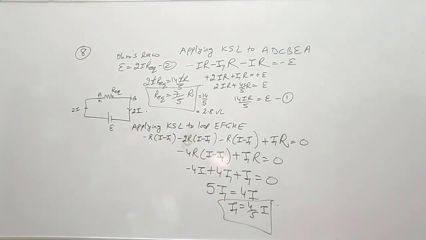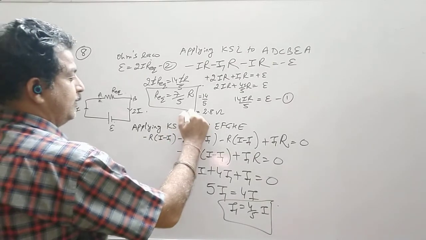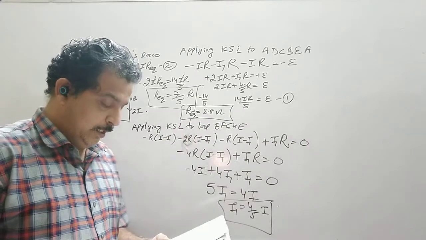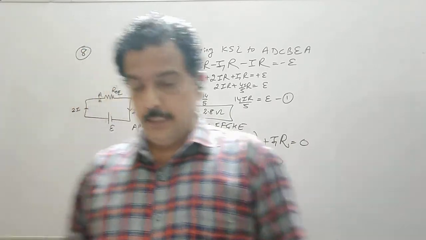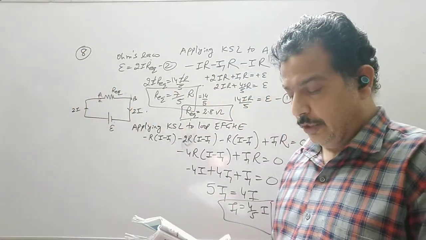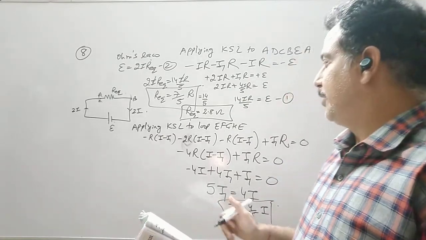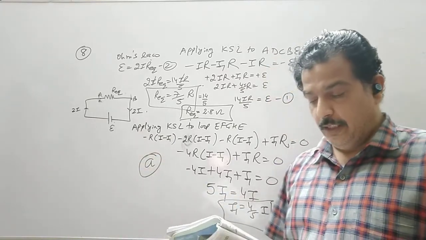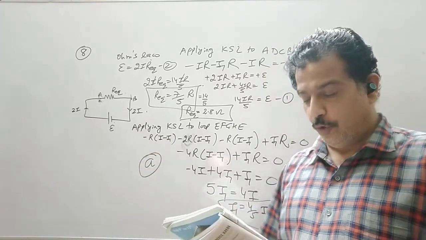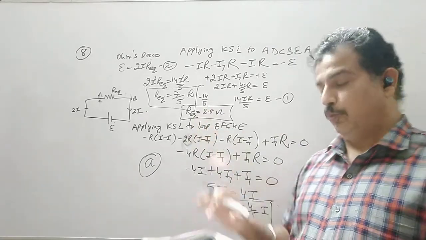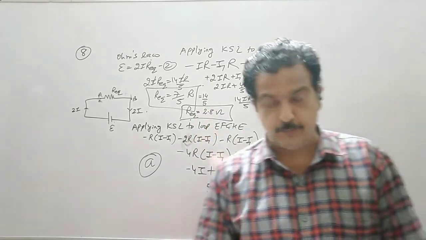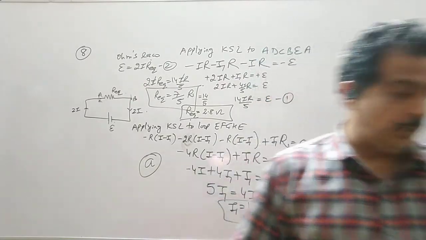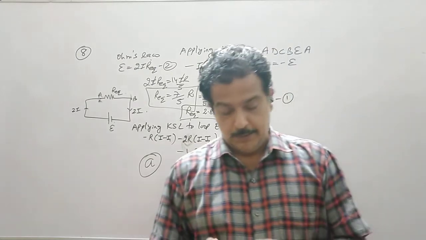So the equivalent resistance is 2.8 ohms. Now in the options, either the option is wrong, or if we go to the nearest value, then you have to mark option A, which is 2.4 ohms. So the correct answer is 2.8 ohms. The option might be given wrong here. So we go to the nearest value, that is 2.4 ohms.